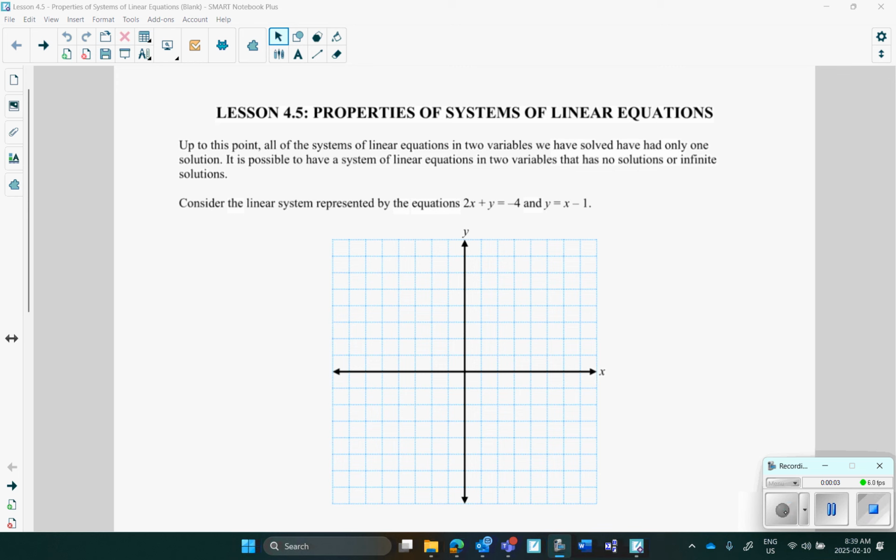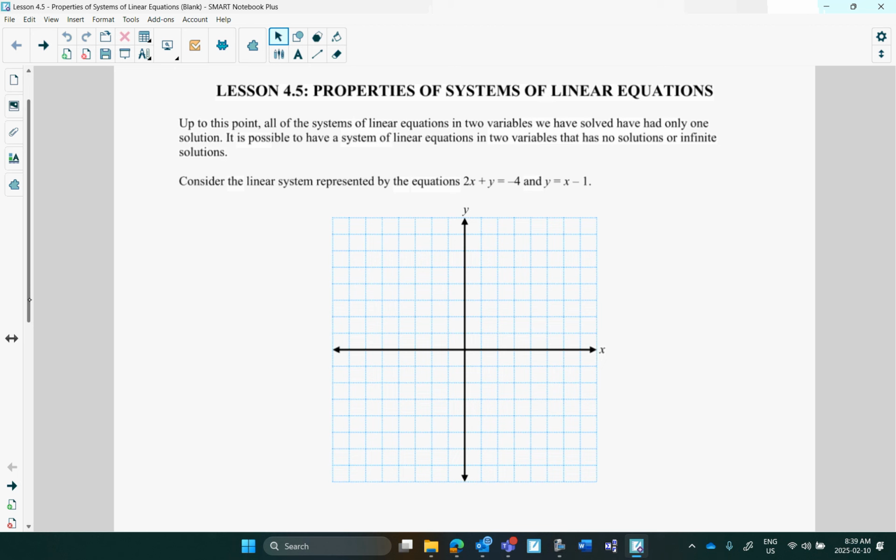For the last lesson in this year, all of these systems of equations we've solved with the two equations have had one solution. Okay? When we graph them, they intersected at one point. When we solved them by substitution, there were single values for x and y. And when we solved them by elimination, there were single values for x and y. So just sort of review.